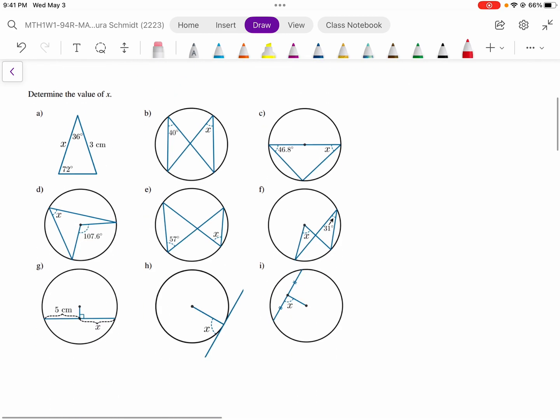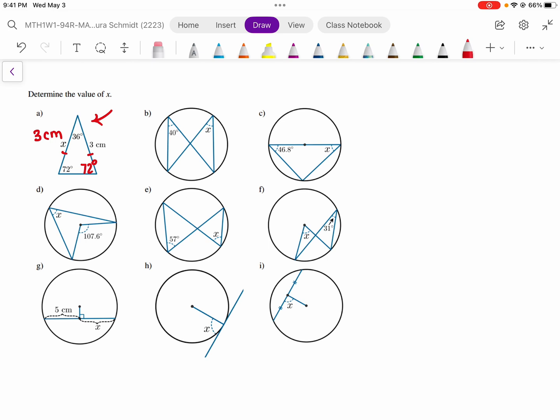Okay, these guys. This one, I'm thinking you probably need to prove that this is likely an isosceles triangle. So if we do 180 minus 36 minus 72, we get 72. So now we know this must be isosceles and x must be 3 centimeters.